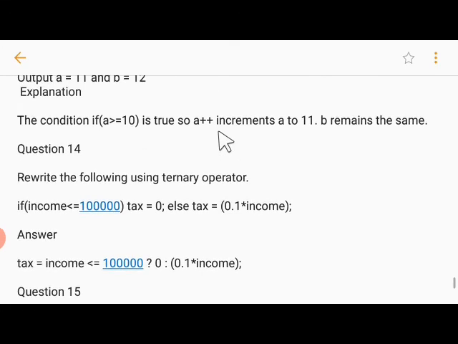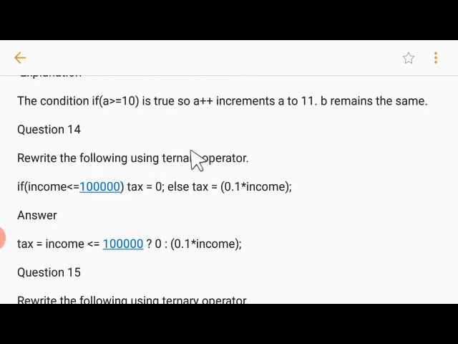Now after that, a very important question: rewrite the following using the ternary operator. If income is less than or equal to 1 lakh, tax is 0, otherwise tax equals 0.1 * income. Here, this tax will be written on the extreme left-hand side, then the assignment operator. Then we have to write the condition, because the ternary operator is being used, so the condition is always written before the question mark. So income <= 1 lakh.